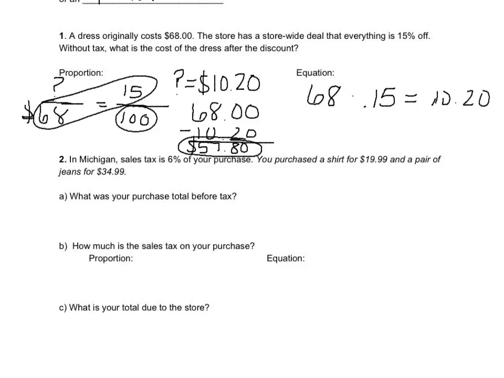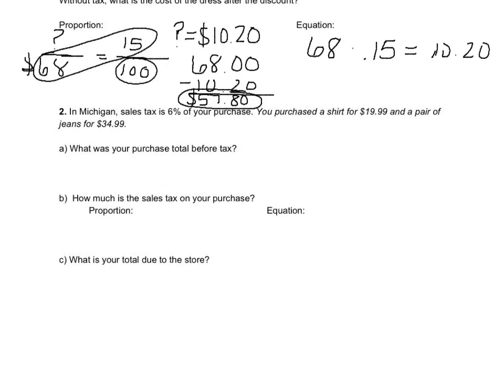So let's look at number 2. In Michigan, sales tax is 6% of your purchase. This does not change no matter what you buy. Unless you're buying food in Michigan, then you don't pay tax. Just a little side note. You purchase a shirt for $19.99 and a pair of jeans for $34.99.